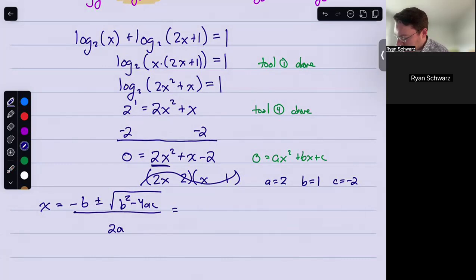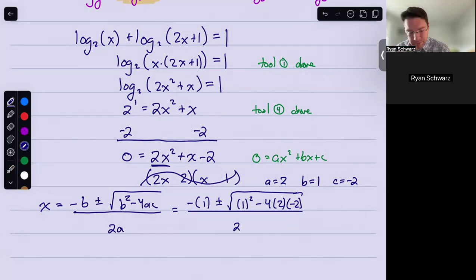So negative b is negative, and I'll put this in parentheses because sometimes that does end up being negative, so I want to show that I'm negating a negative. But in this case, b is positive, so it's not a big deal. And then I've got b squared, so this is 1 squared minus 4 times 2 times -2. And again, this is all over 2 times 2. Great.